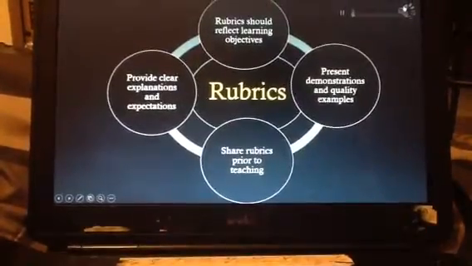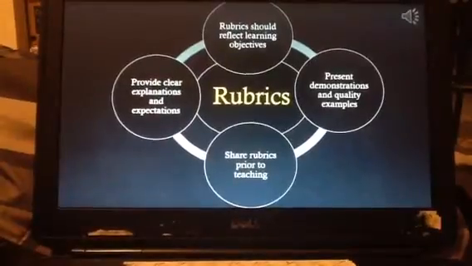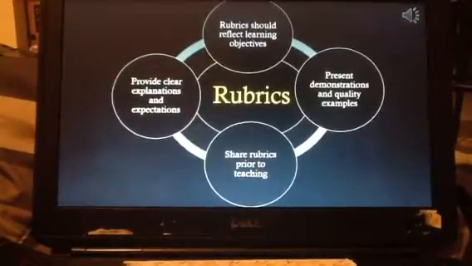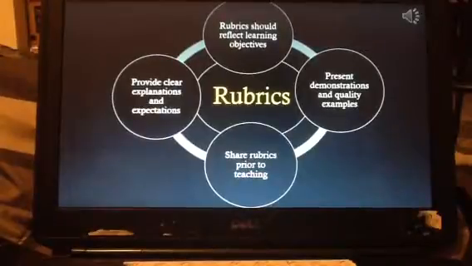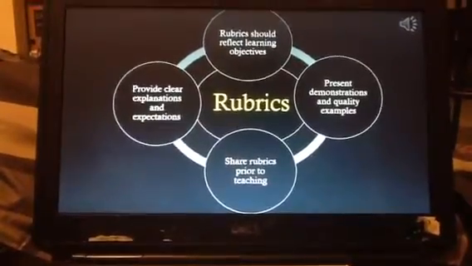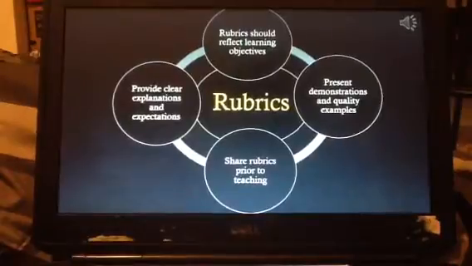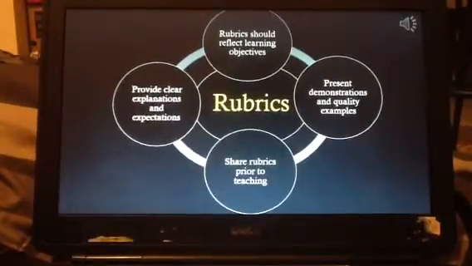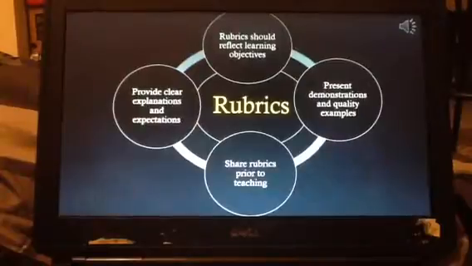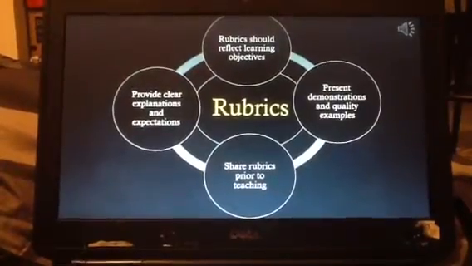Rubrics. Rubrics are very important because they list the specific criteria used to evaluate a product or presentation, and they indicate performance levels on a scoring scale that uses numbers, letters, or descriptive labels. Rubrics lead to higher student achievement. You want to give rubrics prior to teaching, because they provide clear explanations and expectations for what you want your students to do. They should always reflect your learning objectives, and if possible, please give a demonstration or a great example of what you're looking for.